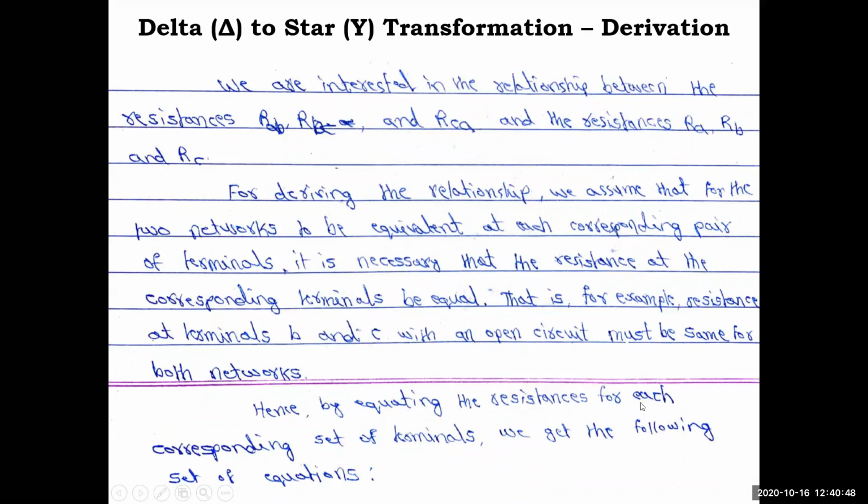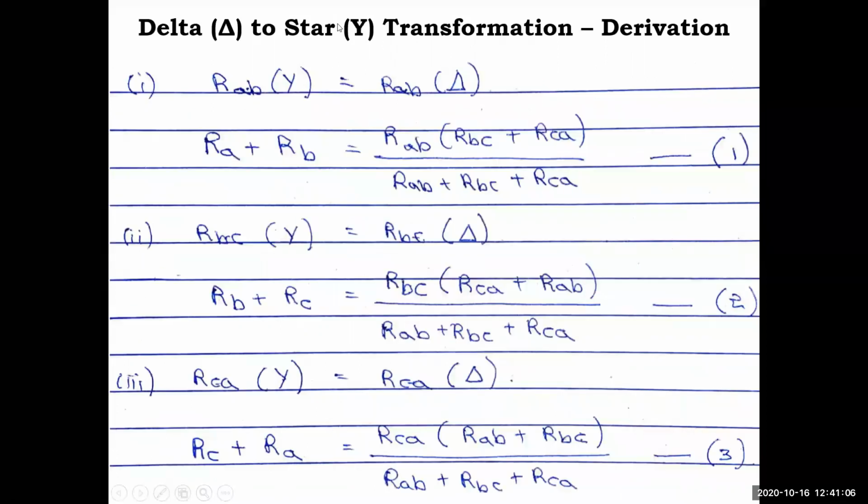Hence, by equating the resistances for each corresponding set of terminals, we get the following set of equations. By using this assumption, we will get 3 sets of equations, and these 3 equations are the foundation for our derivation. So just look at the network. If you have a notebook, and have already written the diagram, just have the diagram with you and see this equation and try to note it down.